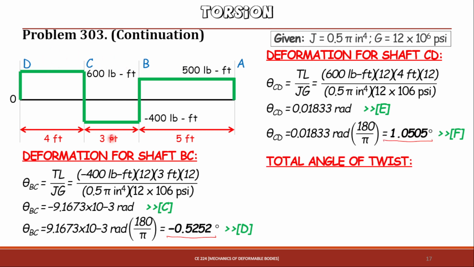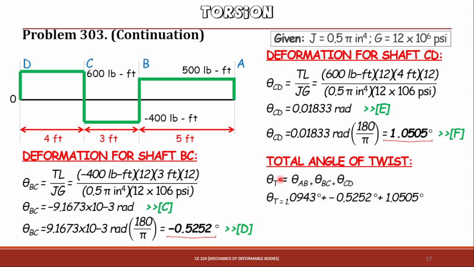Let us now solve for the total angle of twist. The total angle of twist is equal to theta AB plus theta BC plus theta CD. Okay? So, we can now solve it. Here we see the beauty of storing values. Instead of inputting the exact values like 0.01833, all you need to enter is B plus D plus F. Okay? To get the total angle of twist.